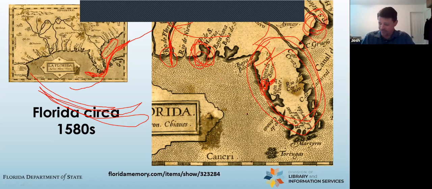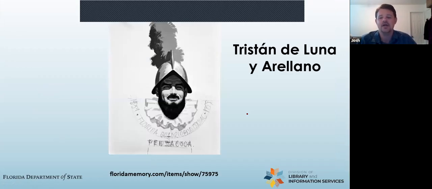And so the guy they think is going to be the person to do it is this dude right here, Tristan de Luna y Arellano. This is a highly stylized sketch. This is not what he looked like. This is what the State Chamber of Commerce came up with in the 1950s when they were getting ready to celebrate the quadricentennial of Tristan de Luna's expedition.